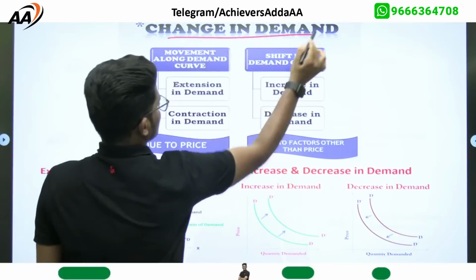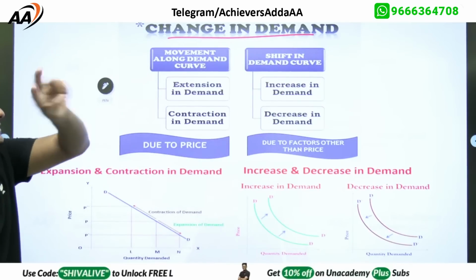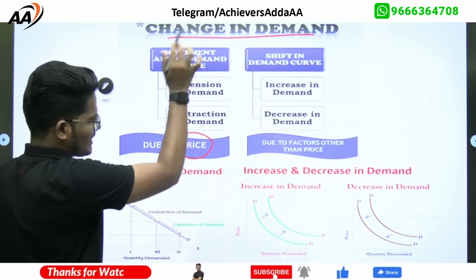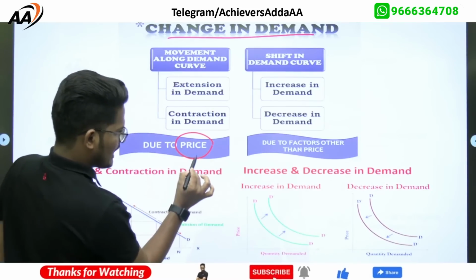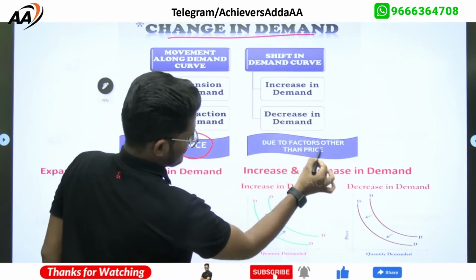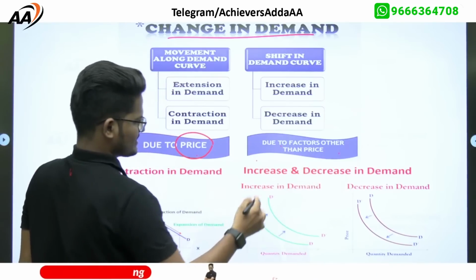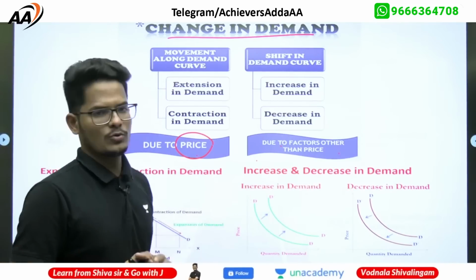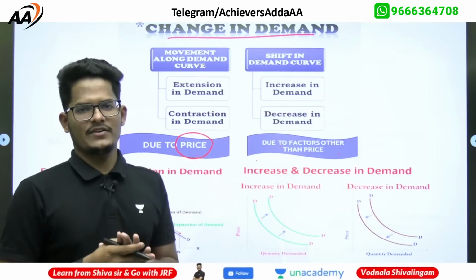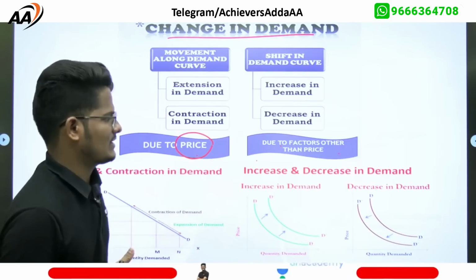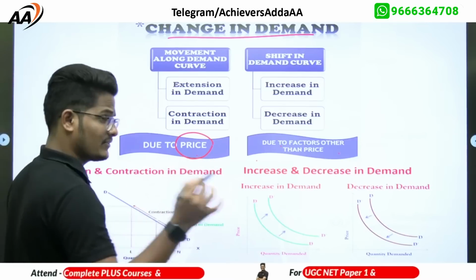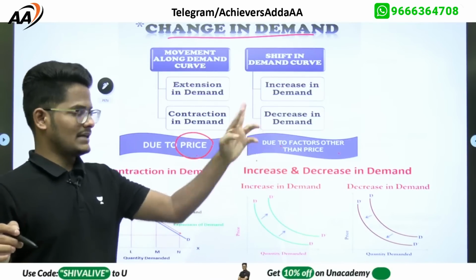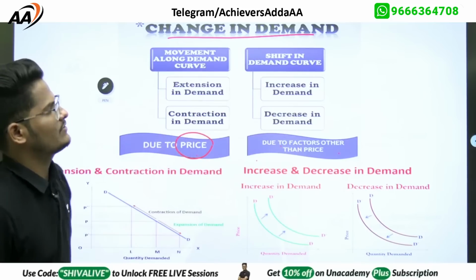Here, change in demand can happen in two ways. One is due to the price change, how the demand is going to be impacted. The other is due to factors other than the price, such as the price of related goods, tastes and preferences, technology, and all the remaining factors that come under the determinants of demand. Here, price is the one determinant impacting demand; when the other determinants are impacting, then this will happen.